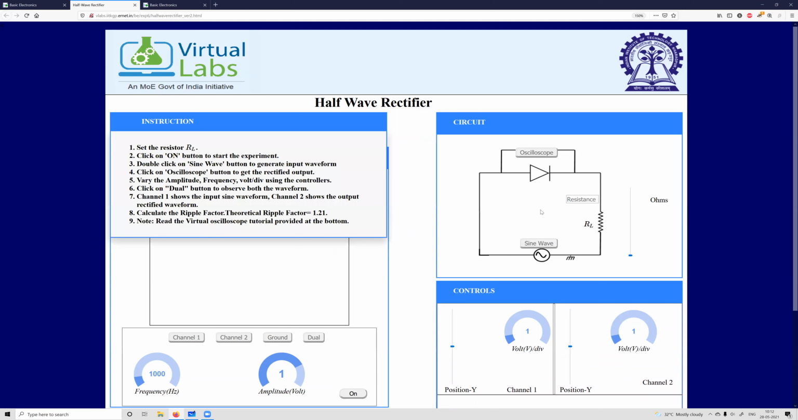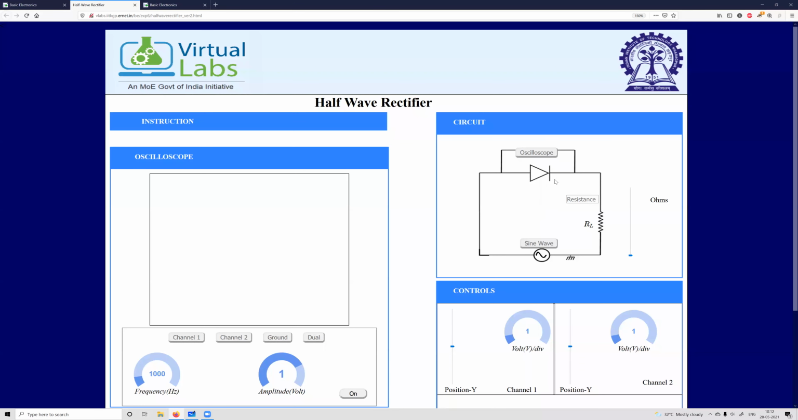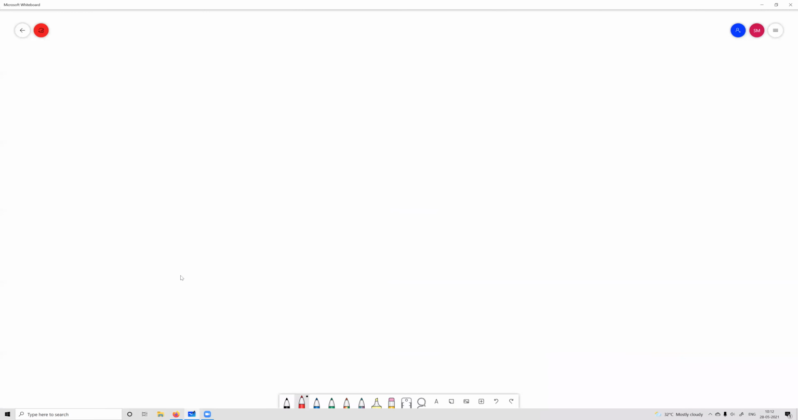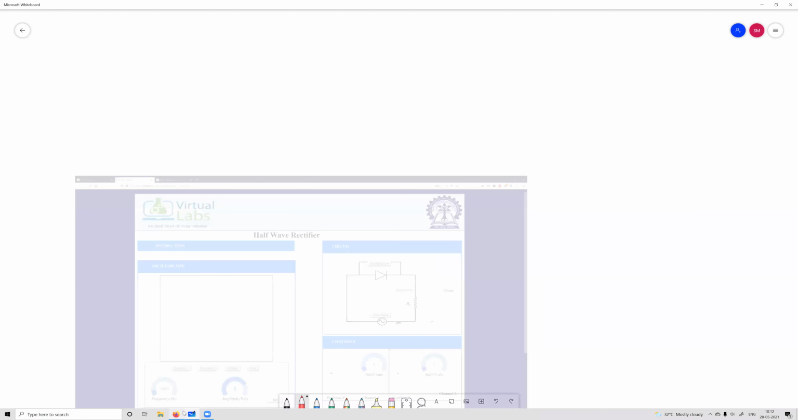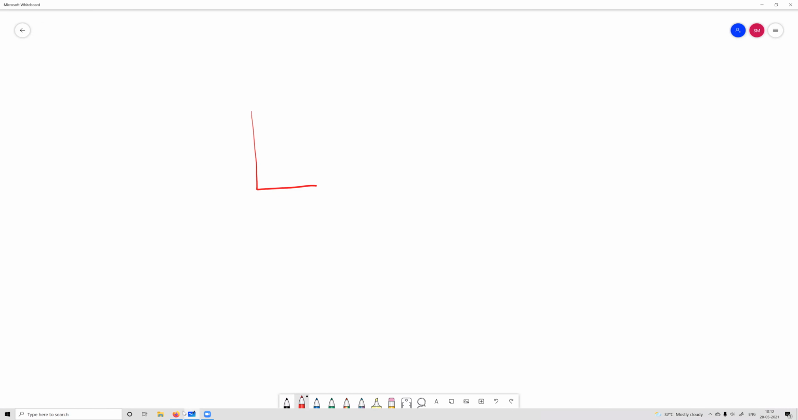So this is basically a half wave rectifier circuit. The connection of this oscilloscope is a little bit misleading. The correct connection would be something like this. Can you see this whiteboard? Don't be misled by this oscilloscope connection. The circuit is like this. This is my AC source. It's a resistor. The oscilloscope, there is a two-channel oscilloscope.